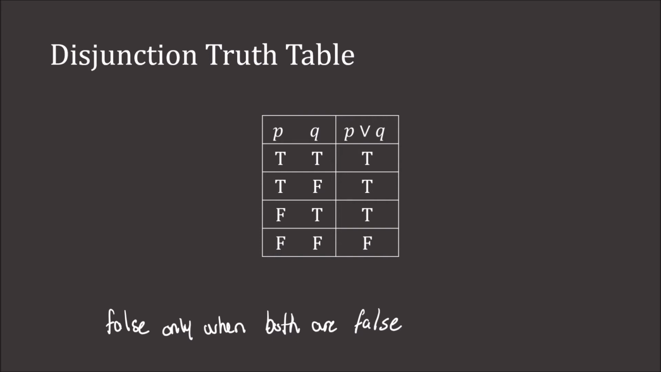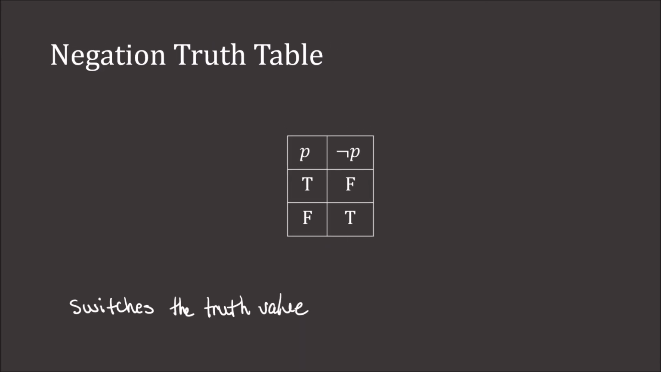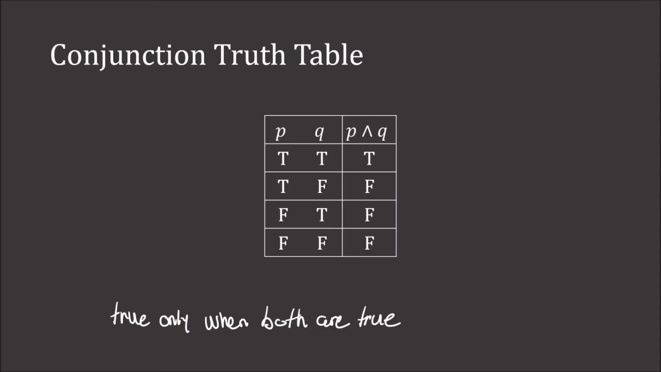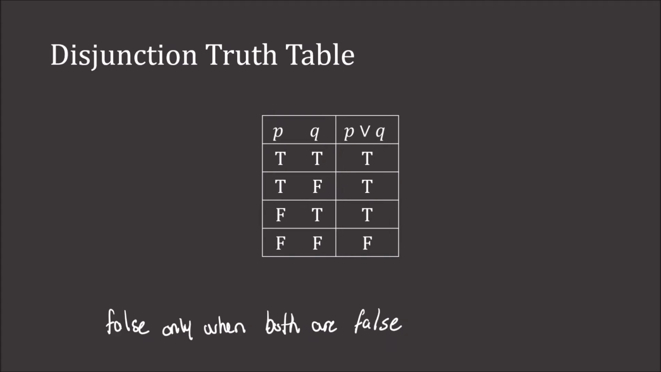So again, negation simply switches the truth value of the statement. The conjunction is true only when both statements are true. A disjunction is false only when both statements are false.